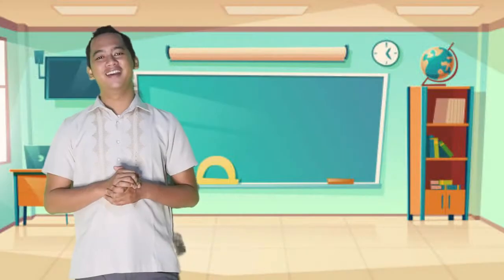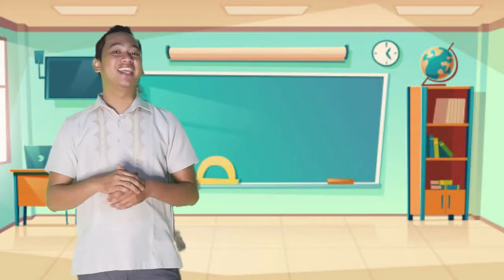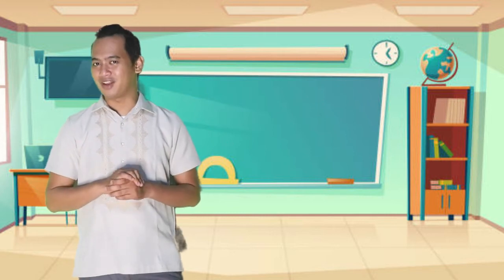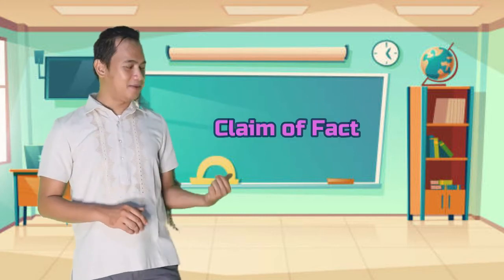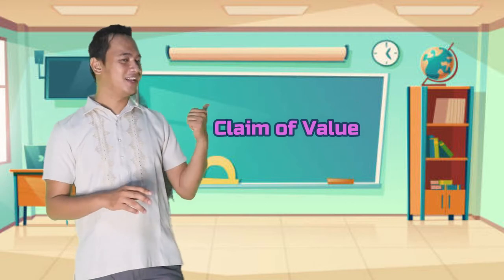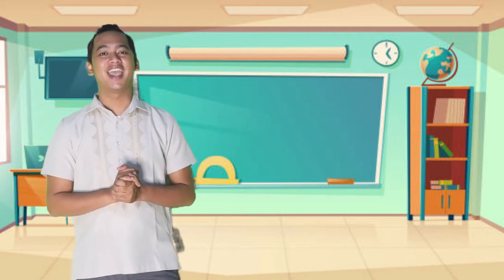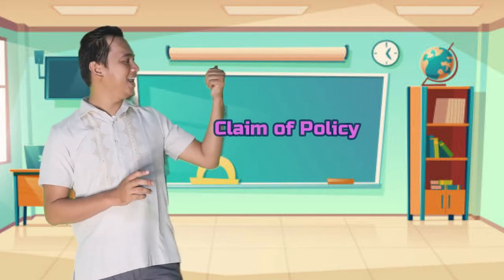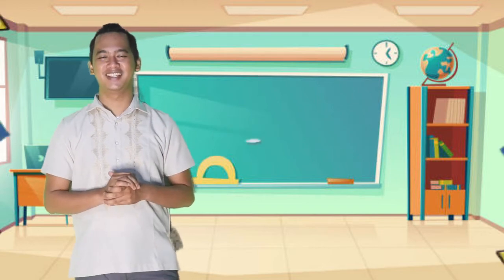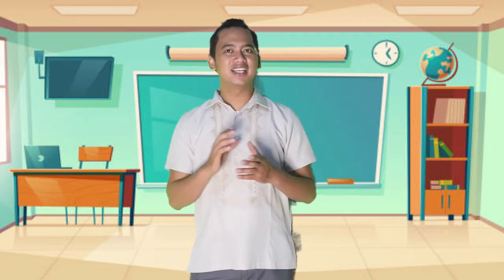Very good. Now, can you tell me the three different types of claims? That's right. The three different types of claims are claim of fact, claim of value, and the last one is claim of policy.